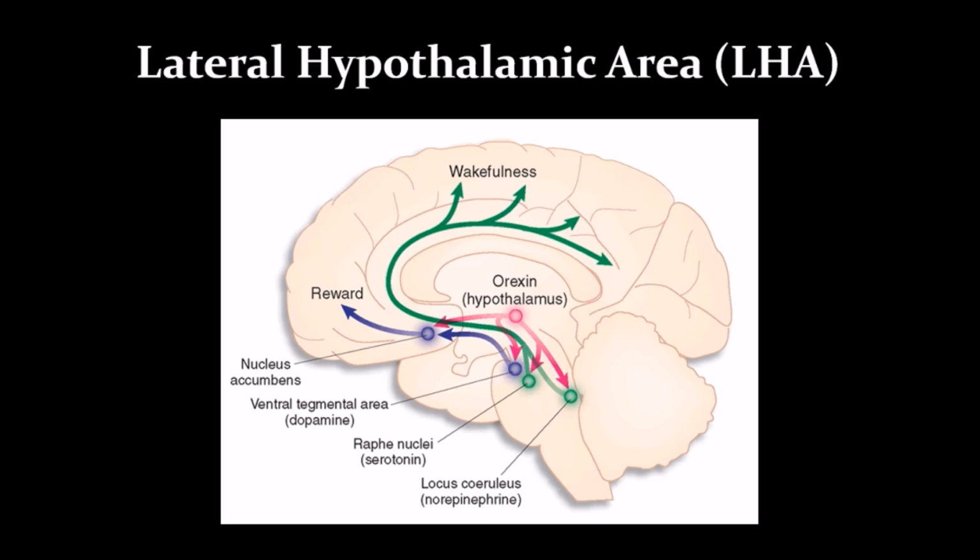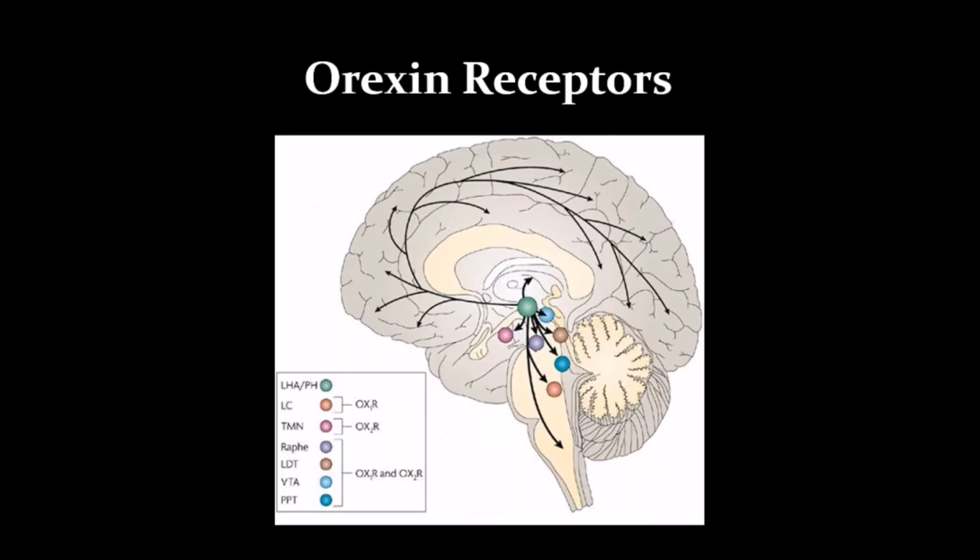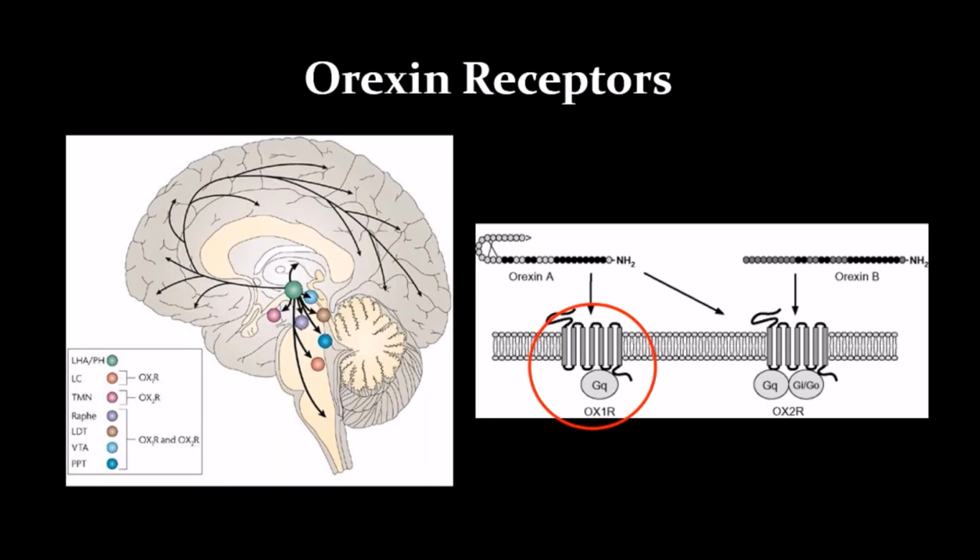The most prominent projections are to the rostral reticular formation, where specific targets include the tuberomammillary nucleus, raphe nuclei, locus coeruleus, and ventral tegmental area. Neurons in these areas all contain either one or both types of G-protein-coupled orexin receptors. The two types of orexin receptors are OXR1 and OXR2. OXR1 binds to orexin A with a much higher affinity than to orexin B, but OXR2 binds equally strongly to both orexin A and B.